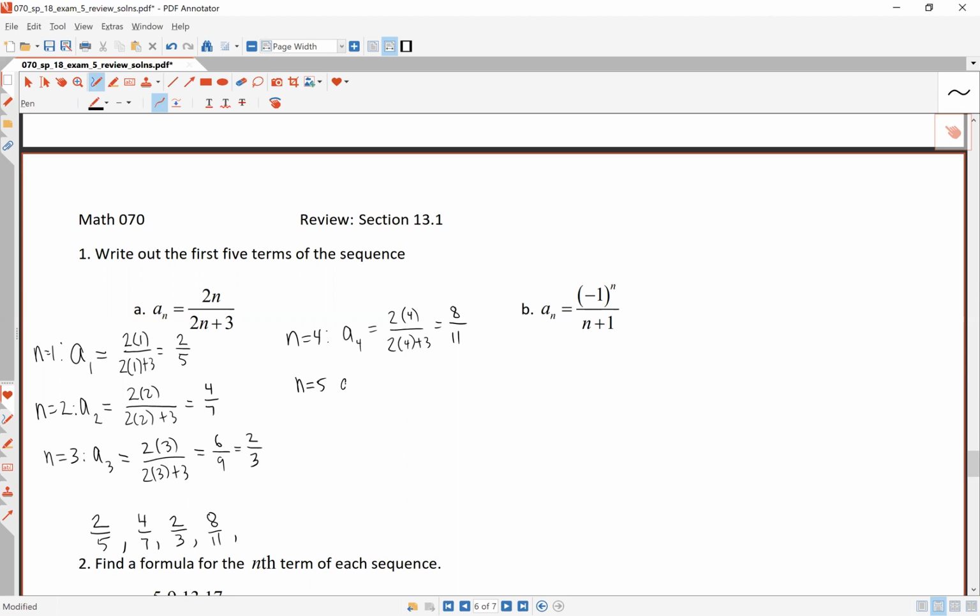The fifth term in the sequence is found by setting n equal to 5. That's 2 times 5 over 2 times 5 plus 3. That's 10 over 10 plus 3, which is 13. And those are the first 5 terms of the sequence.